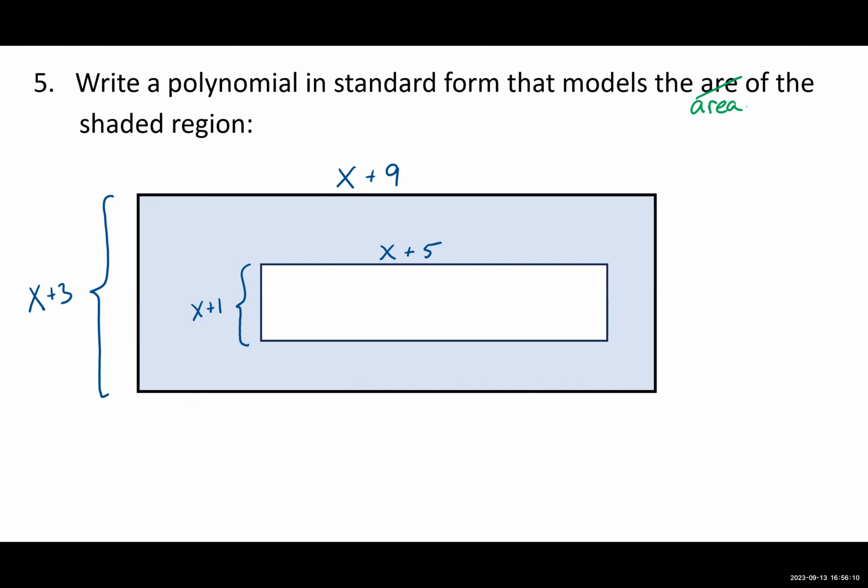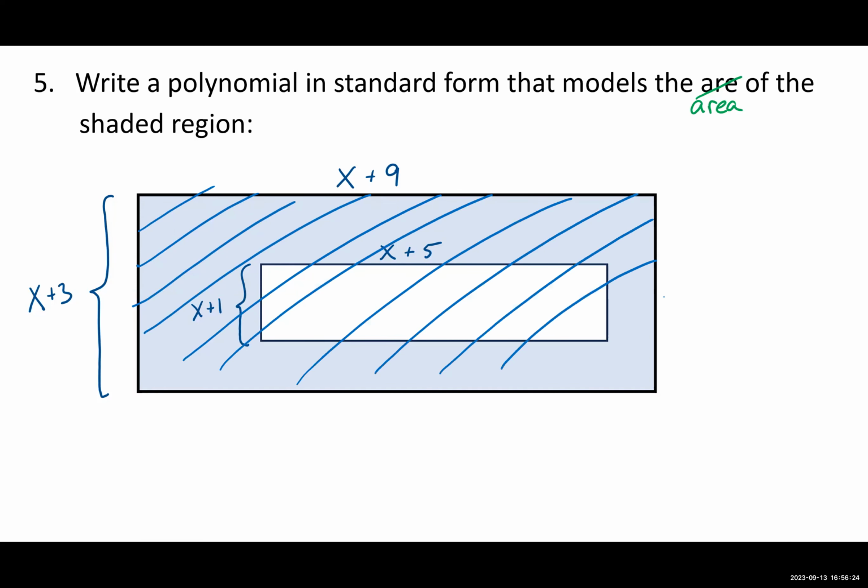So let's think about this one. How do we get that blue shaded region? Well, what we could do is take the whole area, and then we could subtract off, take away the white area. So the large rectangle minus the small rectangle will give us that blue shaded area that we're looking for.